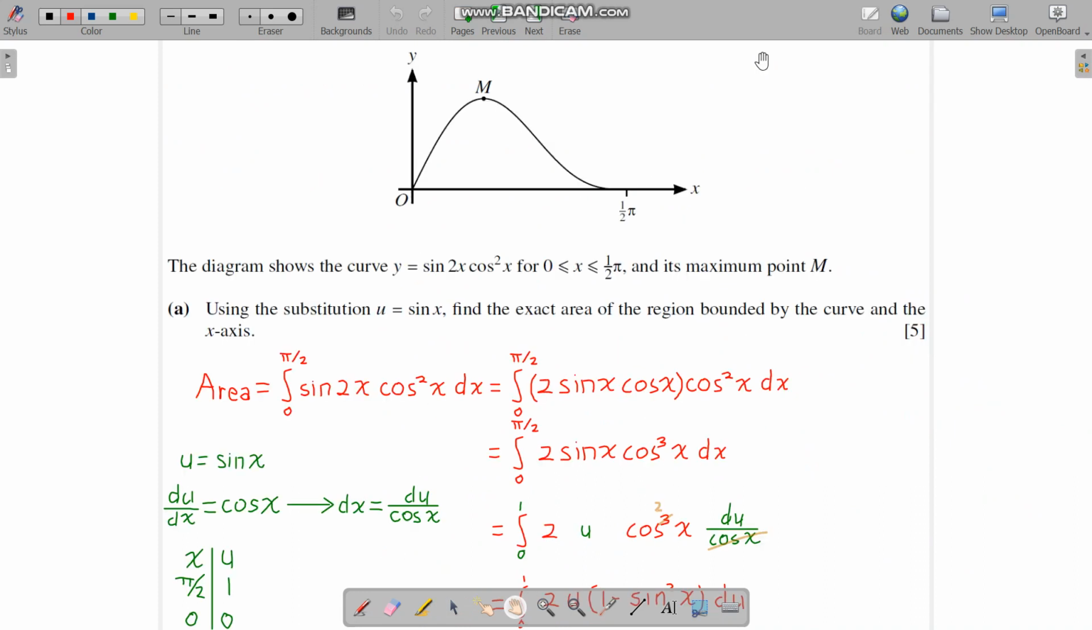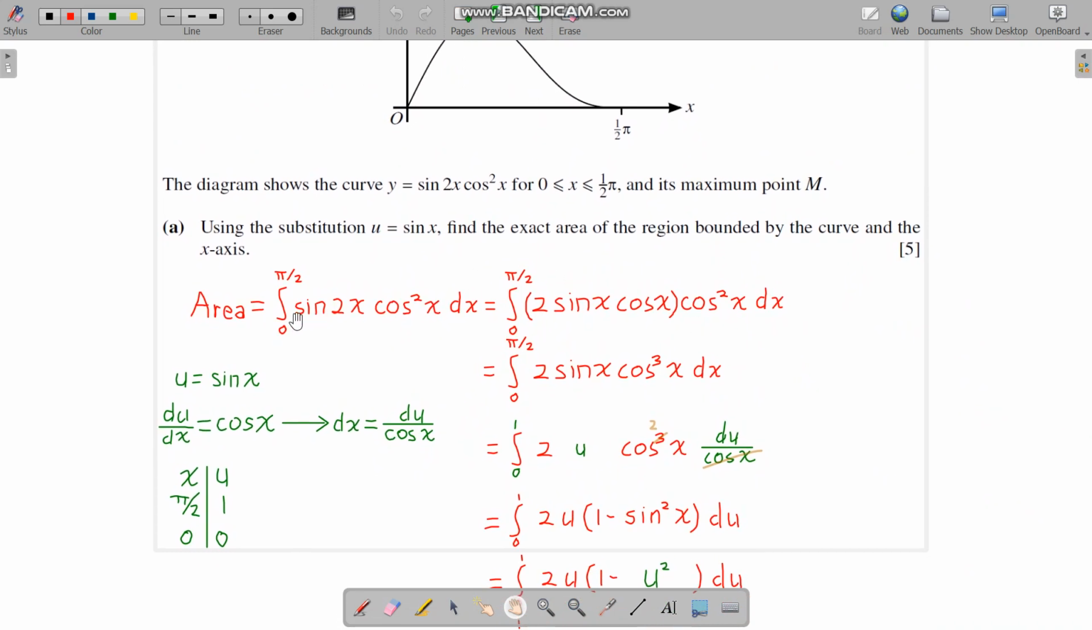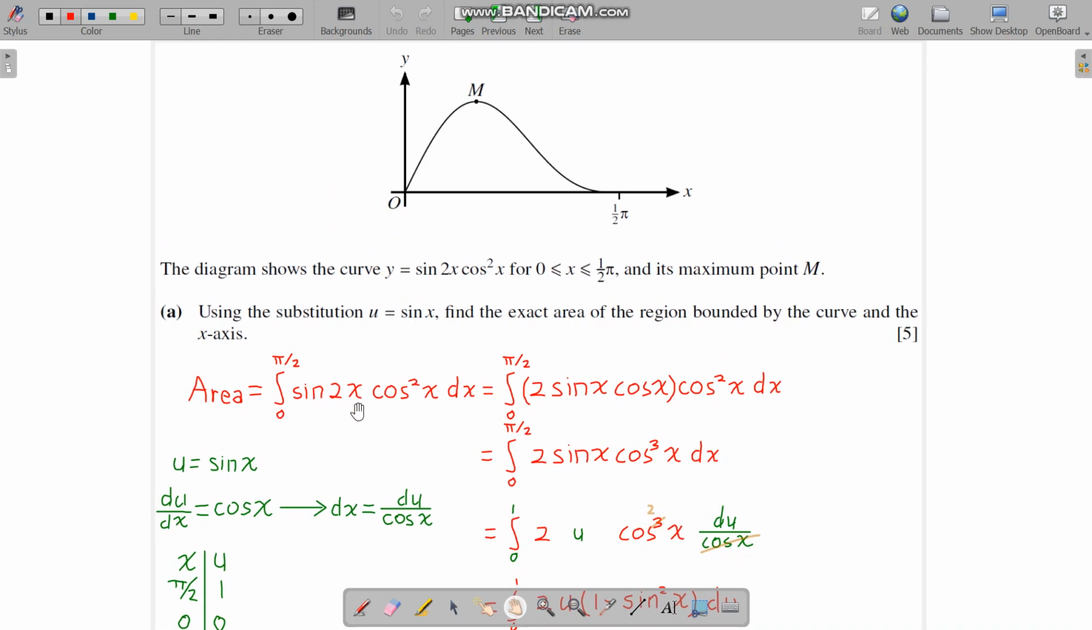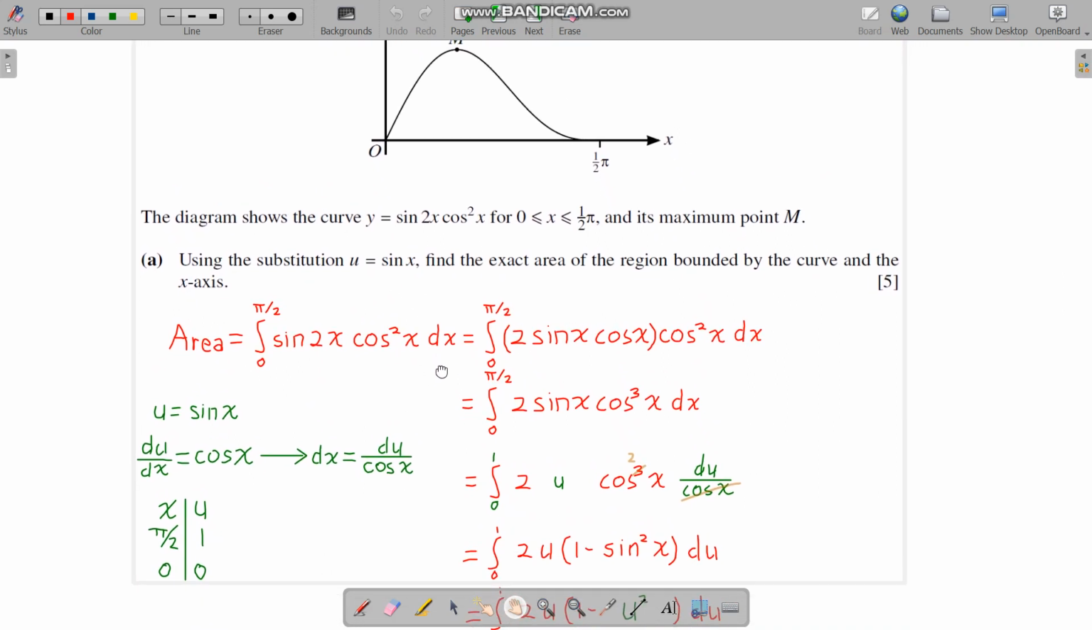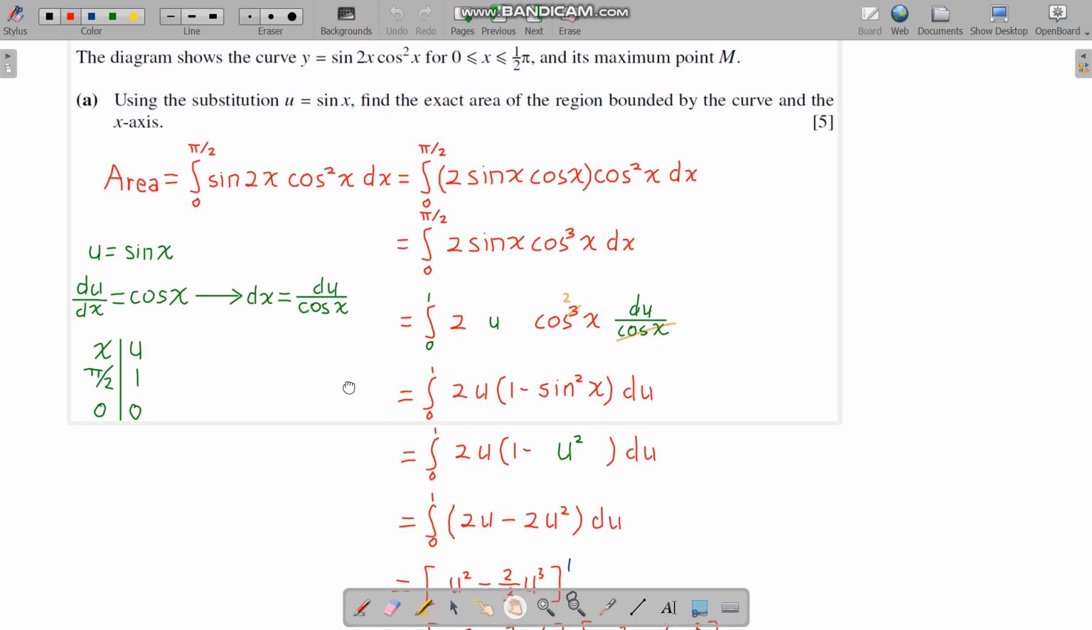Now substitution. For the substitution, find the area, which is the integral from 0 to pi over 2 of the function sine 2x cos squared x, and using u equals sine x, du dx is cos, so dx equals du over cos, and the x is from 0 to pi over 2, sine pi over 2 is 1, sine 0 is 0.